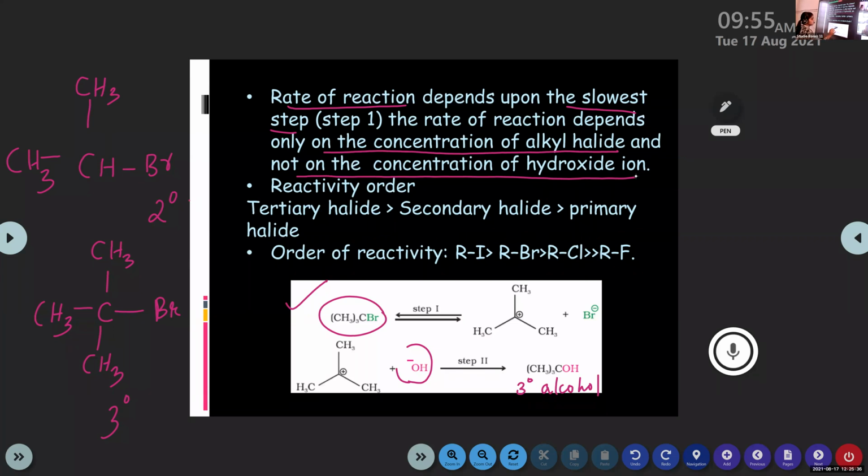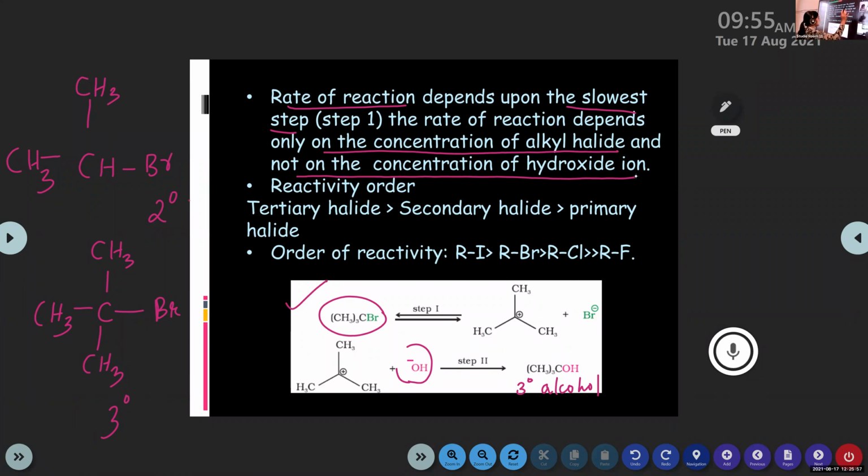And what does this double-headed arrow indicate? Vidur, what's the meaning of this double-headed arrow? Reversible. Very good. It's reversible in nature. Okay, that means both forward and backward reactions can take place.